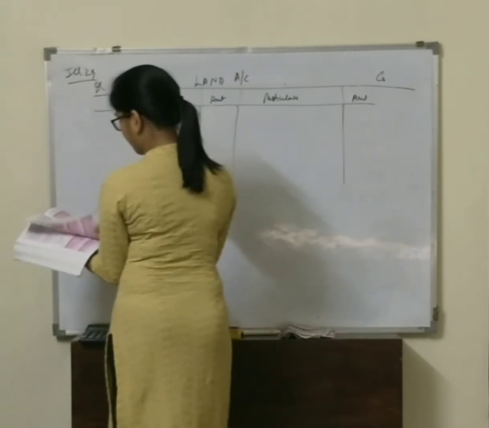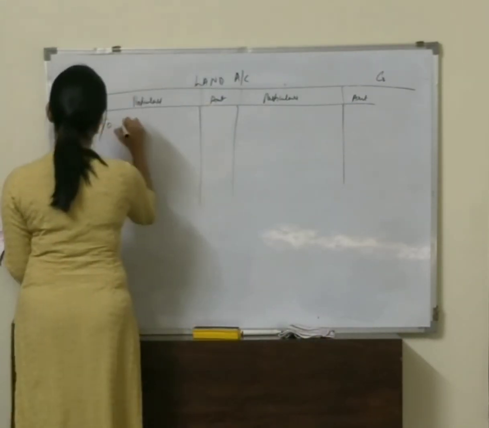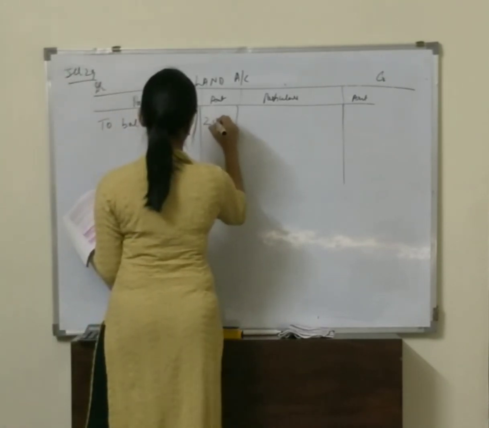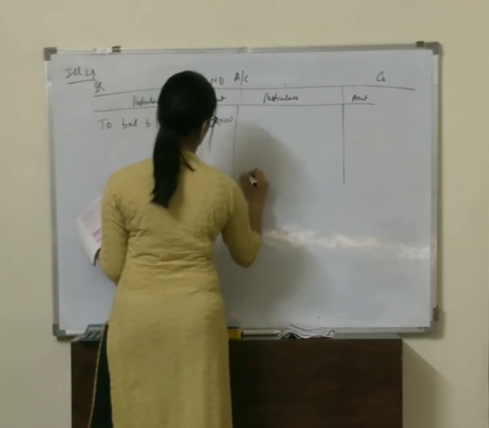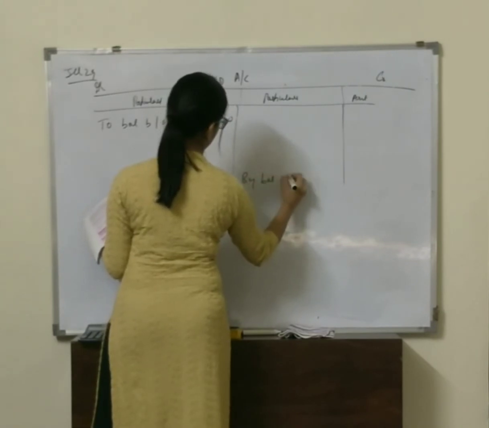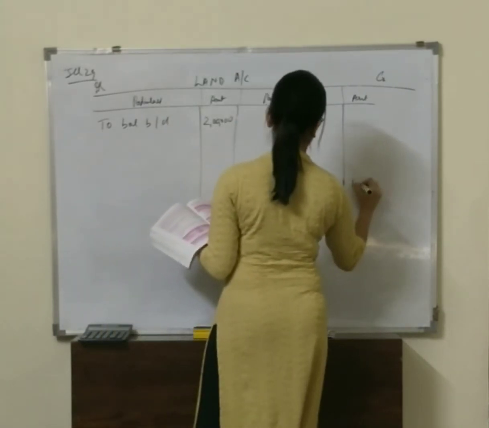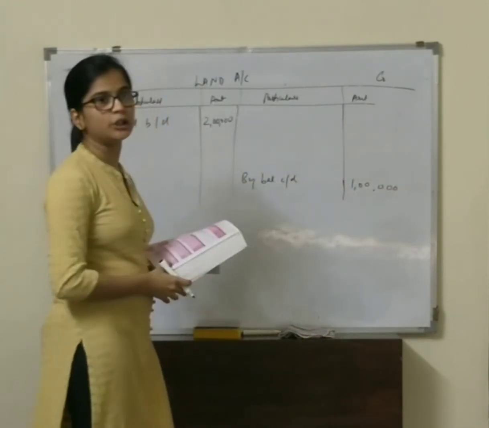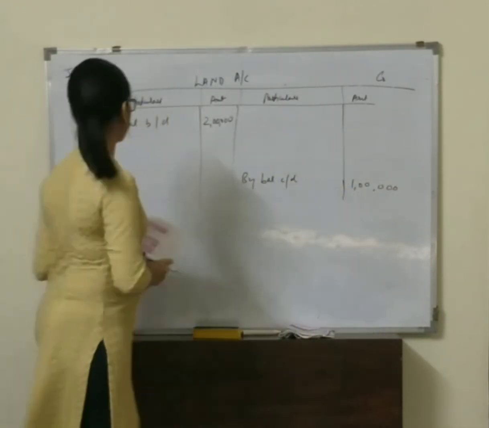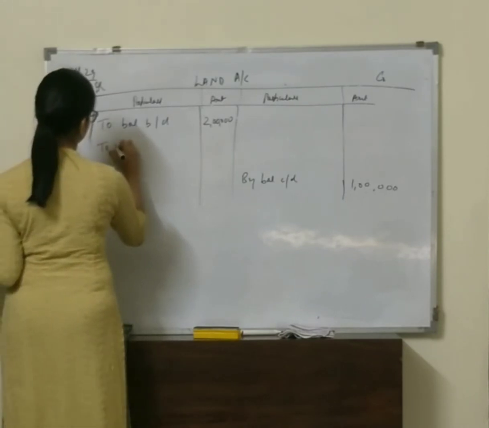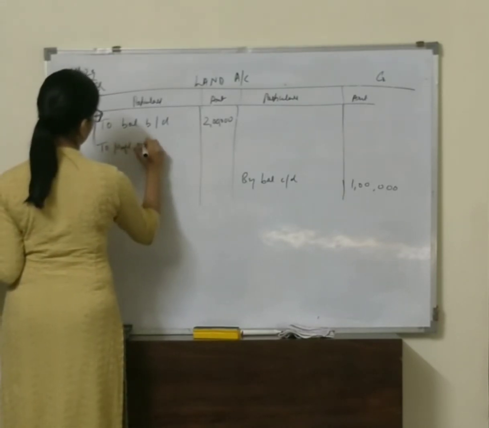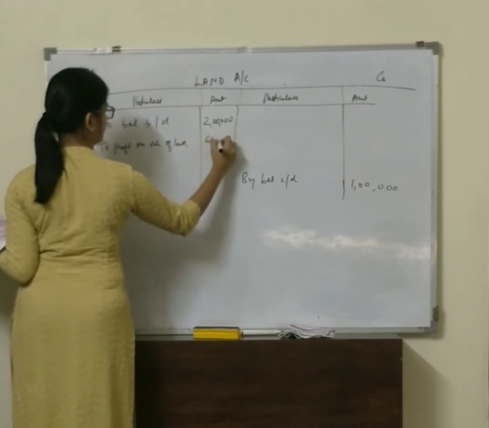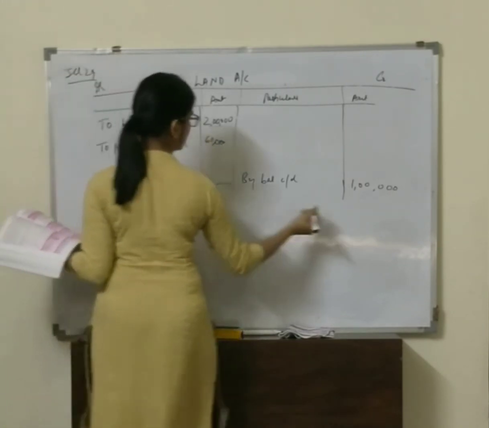Again, first thing is bring down the balance. To balance brought down. How much is the balance? 2 lakh. By balance carried down 1 lakh. In the adjustment we have land was sold at a gain of 60,000. So there is a profit on sale of land. How much? 60,000.